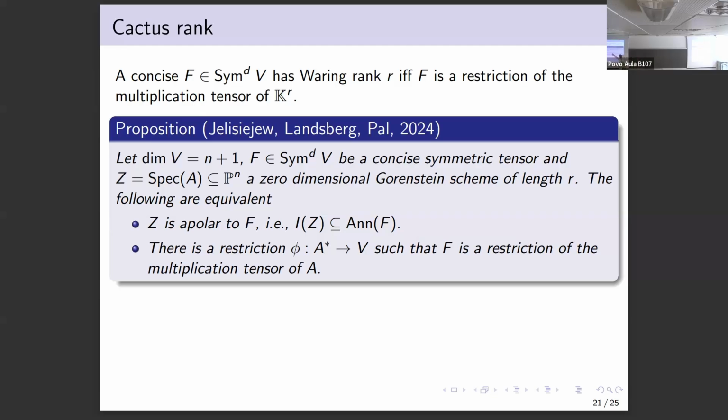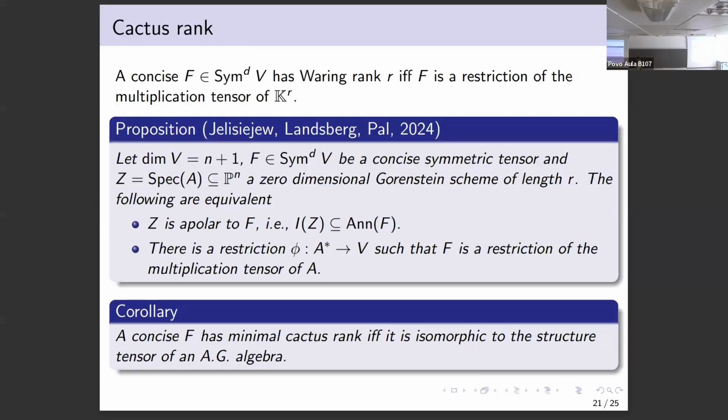the ideal of Z is contained in the annihilator if and only if we can find this restriction between the structured tensor of A and the polynomial, so that one is the image of the other. And so in particular, the polynomials that have minimal cactus rank, so cactus rank equal to the number of variables, are the structure tensors of the Gorenstein algebras.